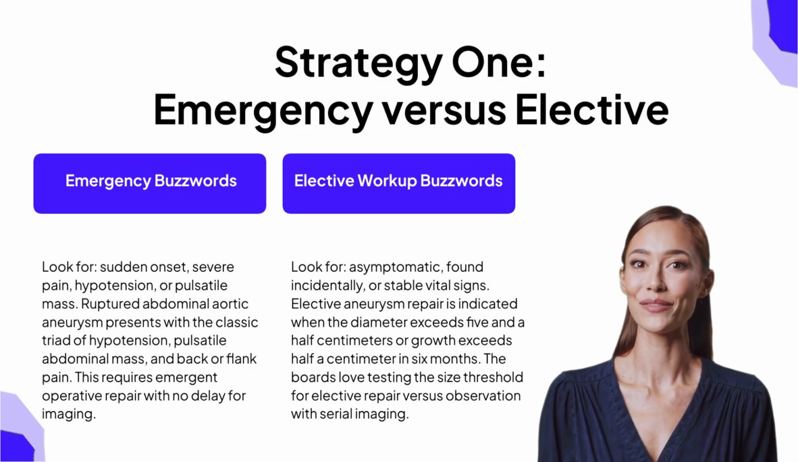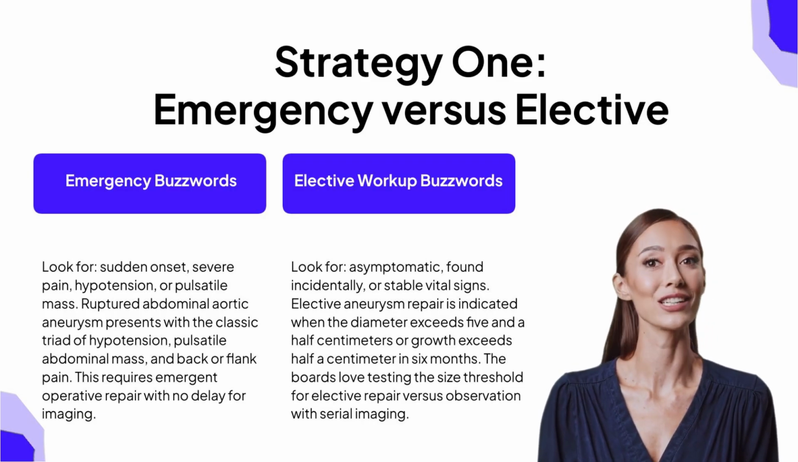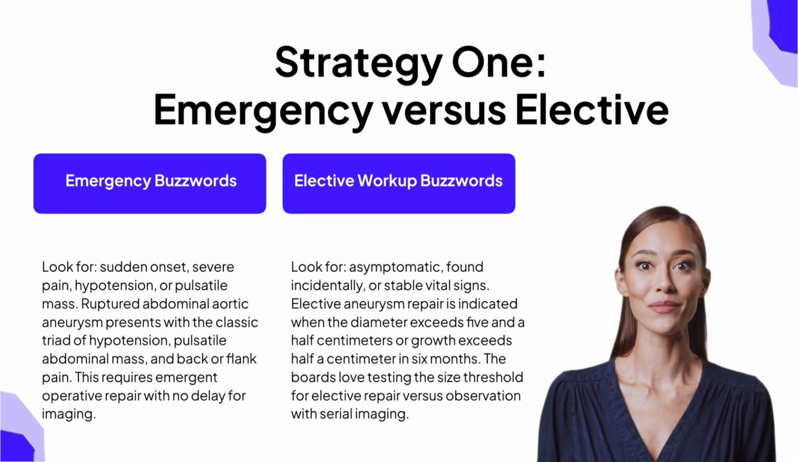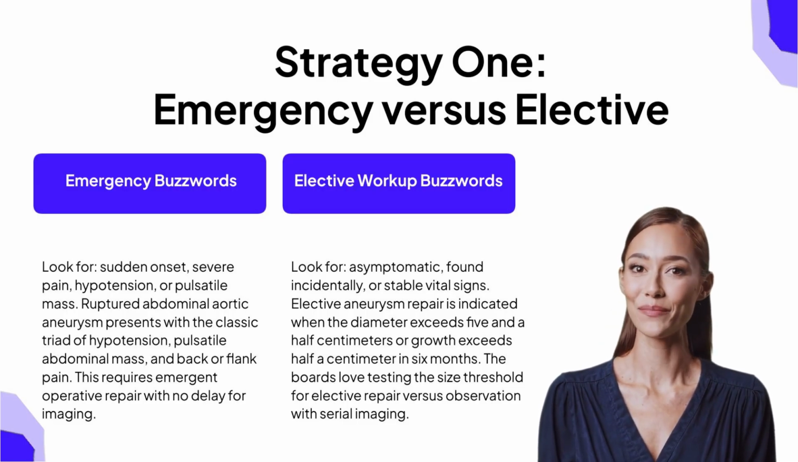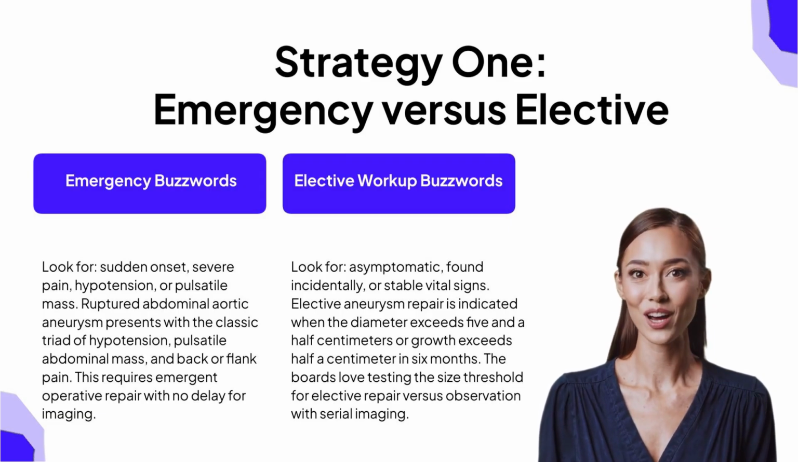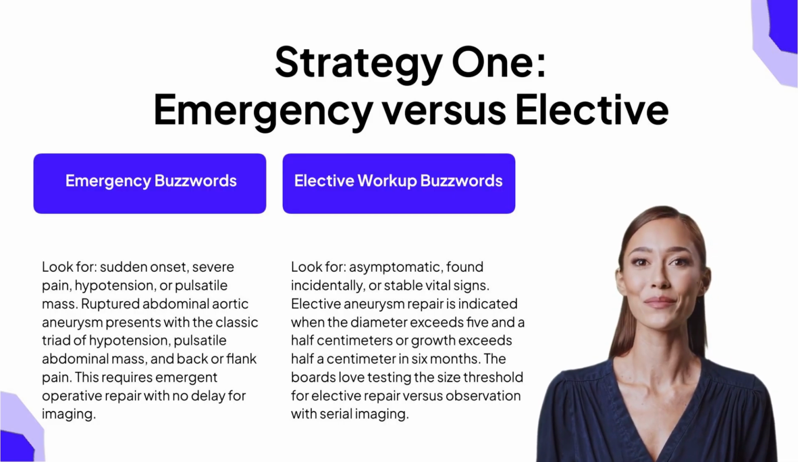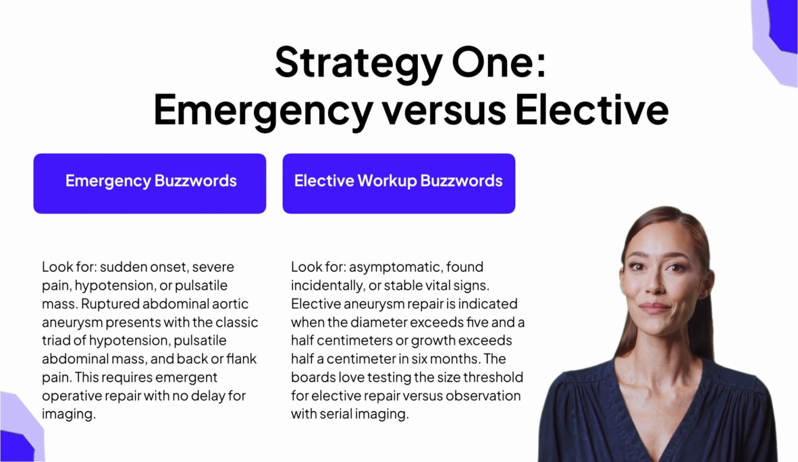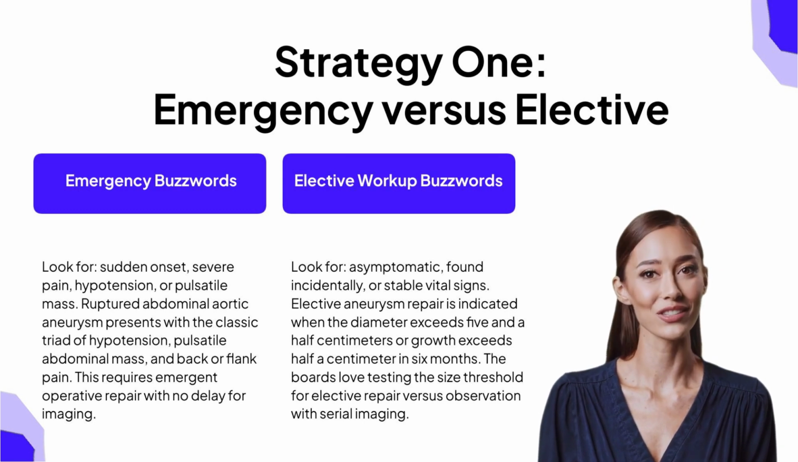On the other hand, if the patient is stable and the aneurysm was found incidentally, you need to know the size thresholds. Elective repair is indicated when the aneurysm exceeds 5.5 centimeters or is growing more than half a centimeter over 6 months. Below that threshold, the answer is surveillance with serial imaging. The boards test this distinction frequently.